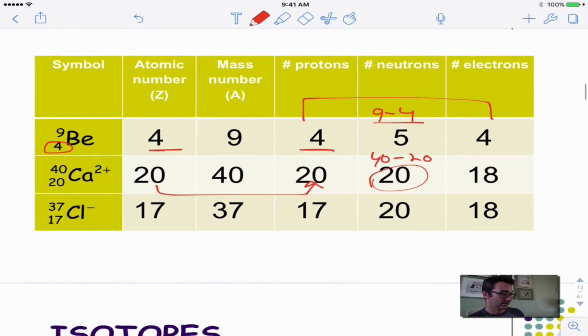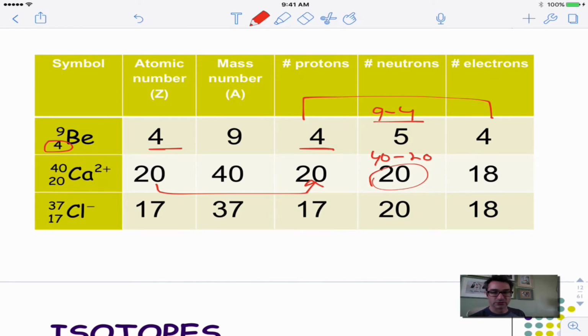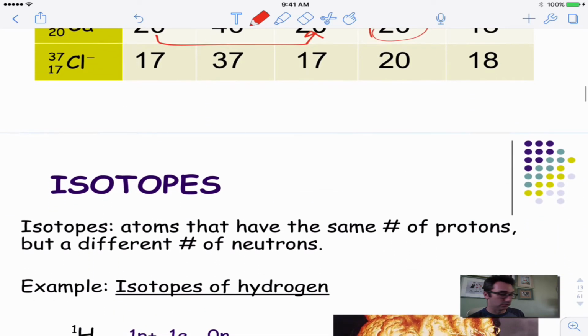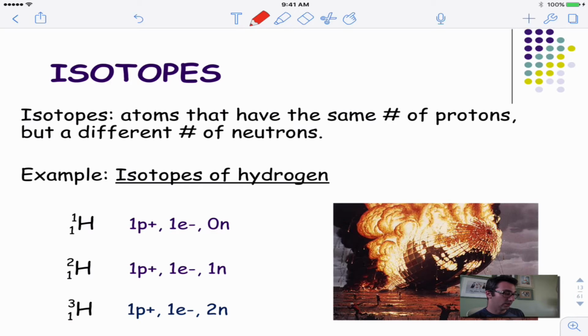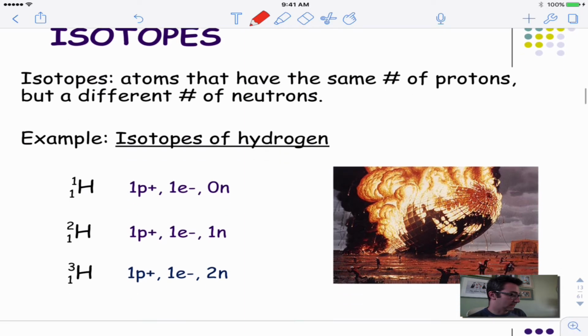We'll practice a bunch of these in class just to make sure people remember them. If you're good with them, we'll move on. The last thing I want to talk to you about in this particular video is isotopes. So when you have an isotope, it's the same number of protons, it's the same element, but it has a different number of neutrons, and you reflect that in the mass number. So here are the isotopes of hydrogen.